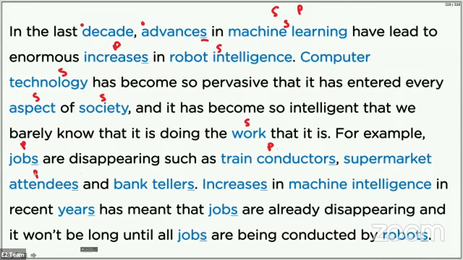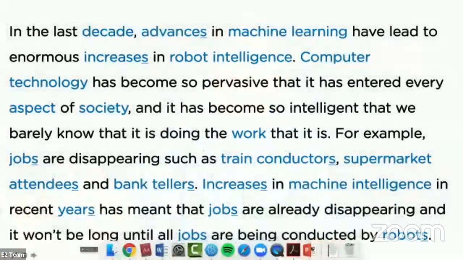Supermarket attendees, more than one, plural. Bank tellers, more than one. Increases, more than one. Machine intelligence, singular. Years, more than one. Jobs, more than one. Jobs and robots. It's incredibly important that you get that right, that you think about that noun and you think, okay, there's one noun, no S. More than one noun, add the S. Singular and plural is critical for your writing success here.